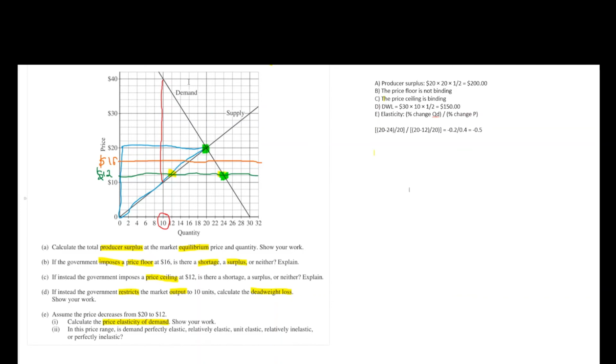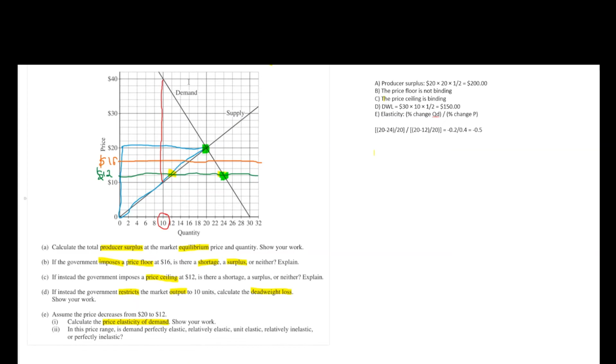So now let's look at the last part of this question. It asks us about the price elasticity of demand when the price changes from $20 to $12. So I've highlighted in green the 2 points. Elasticity of demand is calculated as the percentage change in quantity demanded divided by the percentage change in price.